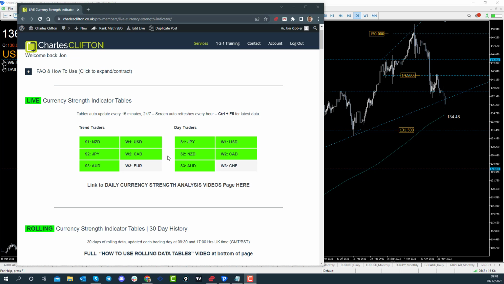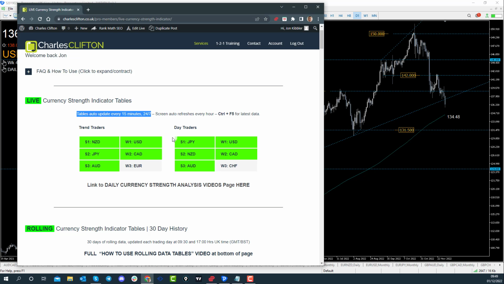You can see here some of the currencies are highlighted in green. Those are showing confluence between the two trading time frames, and that's where we'll be focusing our attention in these videos. The tables auto update every 15 minutes, 24/7, so wherever you are and you have access to the live currency strength indicator tables, then you can get the latest update when you log in.